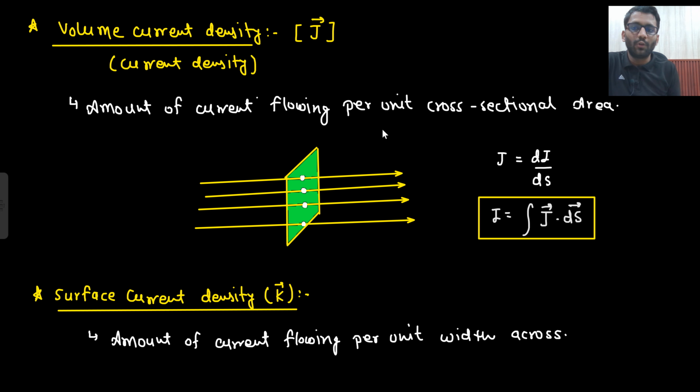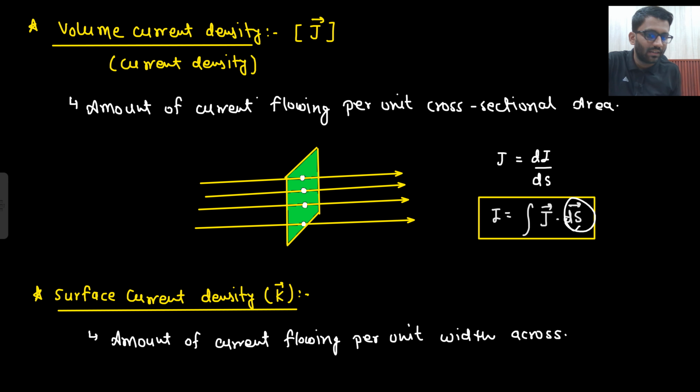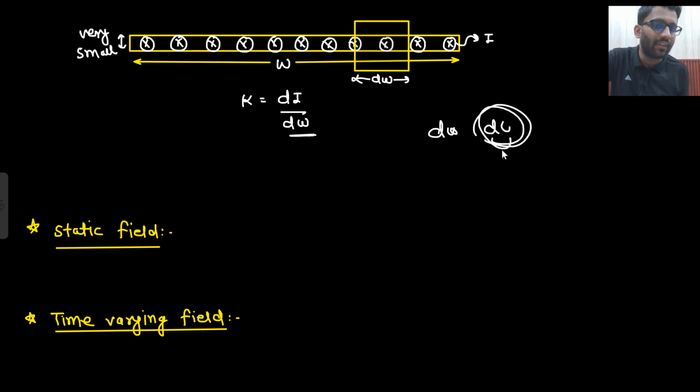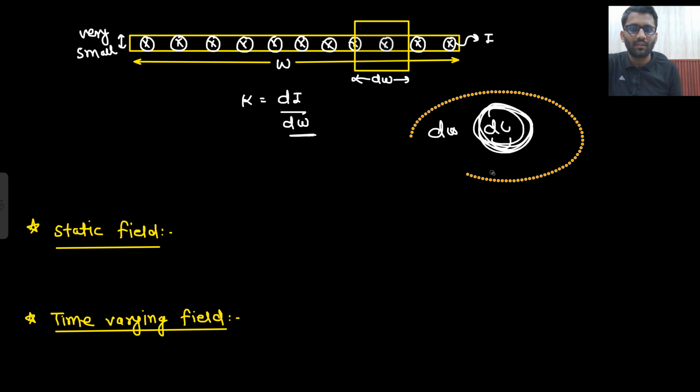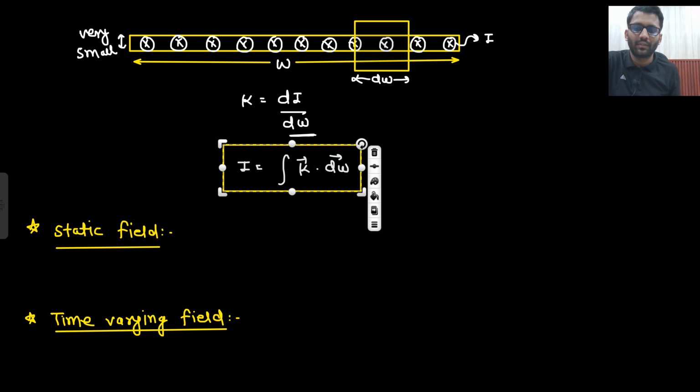Mark this thing: in volume current density you have ds here, and in surface current density you have dw here. dw is like dl only, it is a length. This is a surface area. In volume current density you have a surface area, and in surface current density you have a length. Okay, so what will your current be? Current will be K dot dw. This will also be a dot product.